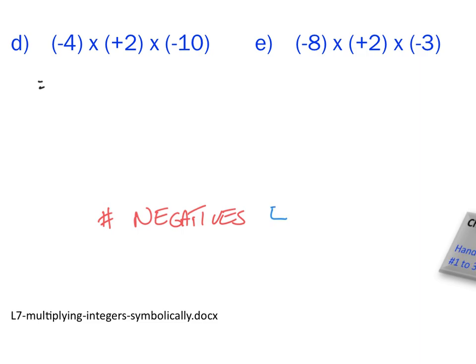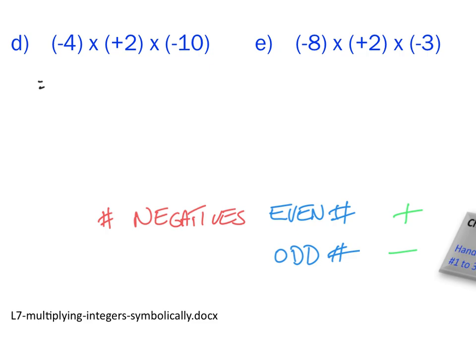is an even number, then the answer is, wait for it, positive. If the number of negatives is an odd number, the answer is going to be negative. So, I asked the question, how many negatives are there? And you answered? 2. Is 2 an even number or an odd number? It's an even number, so the answer will be? Negative.